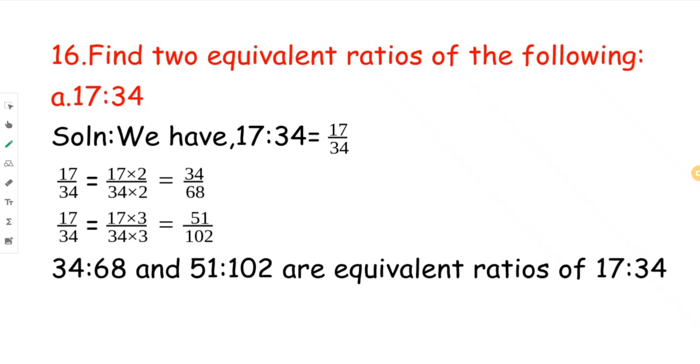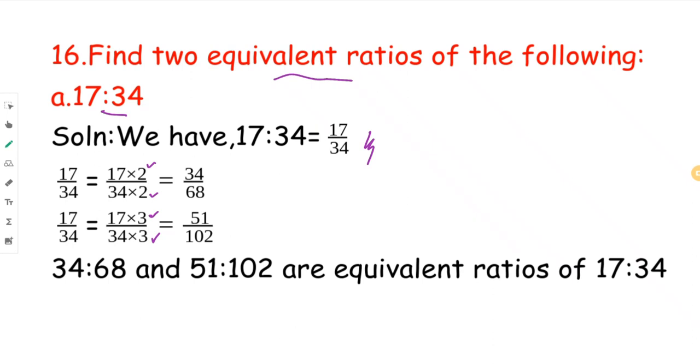We have already done this a lot of times. Find two equivalent ratios of the following. So this 17:34 can be written as 17 by 34. That's it, equivalent ratios. So multiply or divide by the same number. They just said 2, okay?